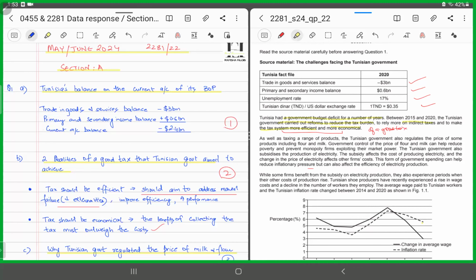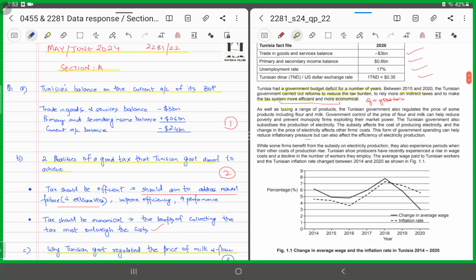Besides taxing a range of products, the government also regulated the price of some of its goods, including flour and milk. Now, flour and milk, we all know, are basic necessities. So, it regulated the price of these two necessities. So, the government did it. Why? Because the control of the price in flour would help reduce poverty and prevent monopoly from exploiting their market power. So, the intention behind regulating the price of flour and milk was to regulate the monopoly firm's power and to reduce poverty. All right.